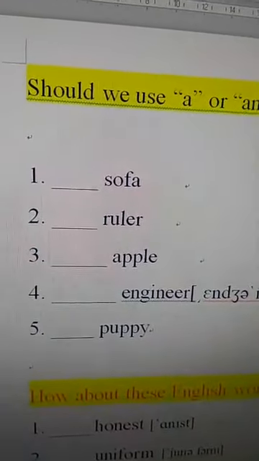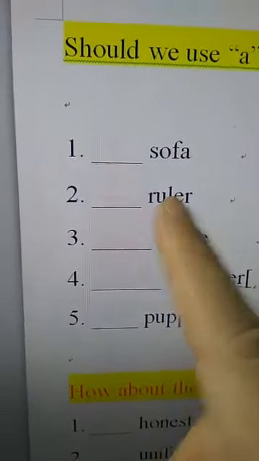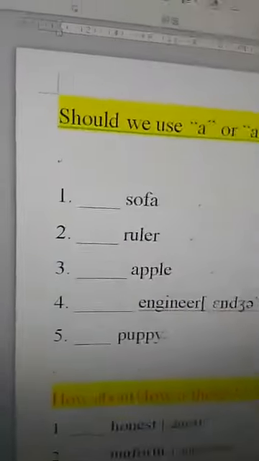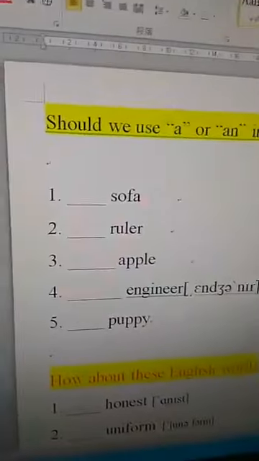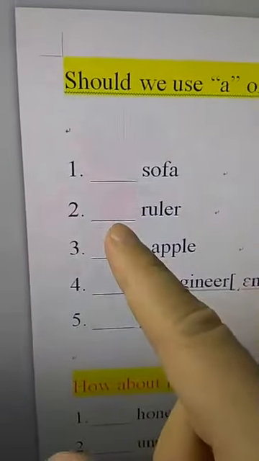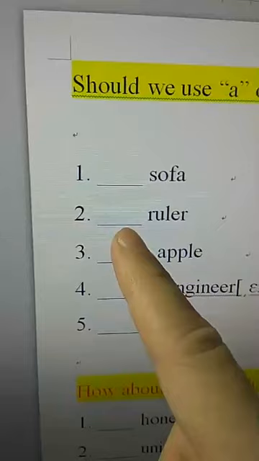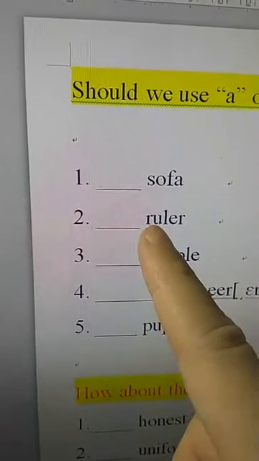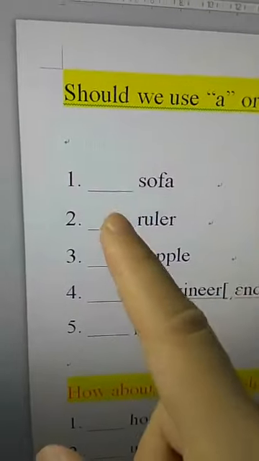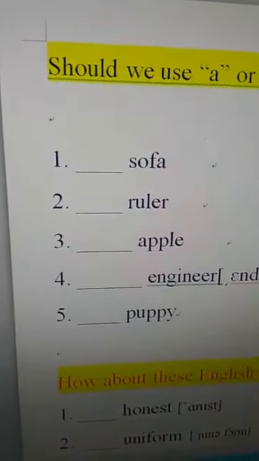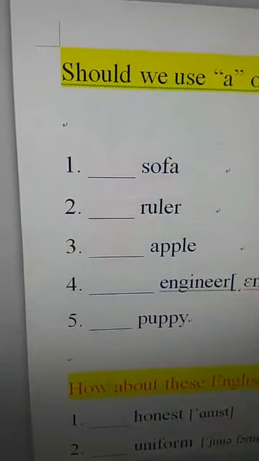Okay, let's do question number 2. Number 2, ruler. What is a ruler? This is a ruler. This is a ruler. Okay. How about the answer to number 2? Think about it in your mind first. Then I'll tell you the answer. Ruler? Yeah, of course. A ruler. Okay, this is very simple, but maybe for some English beginners, it's a little bit difficult.